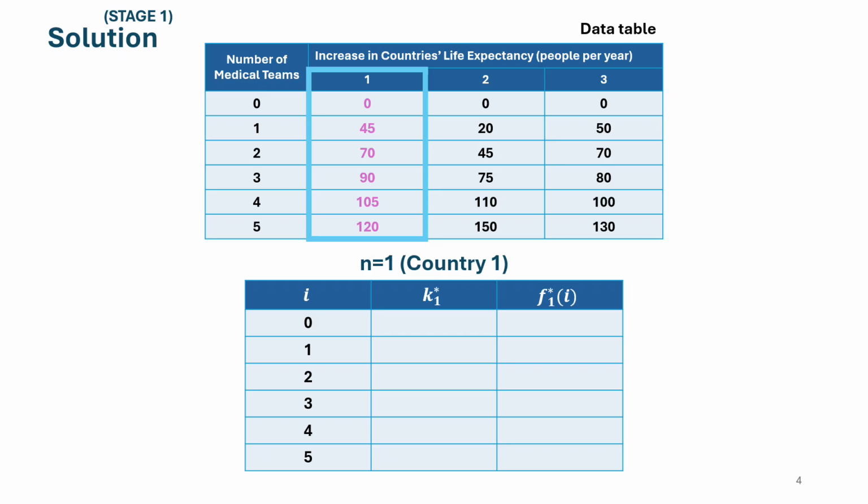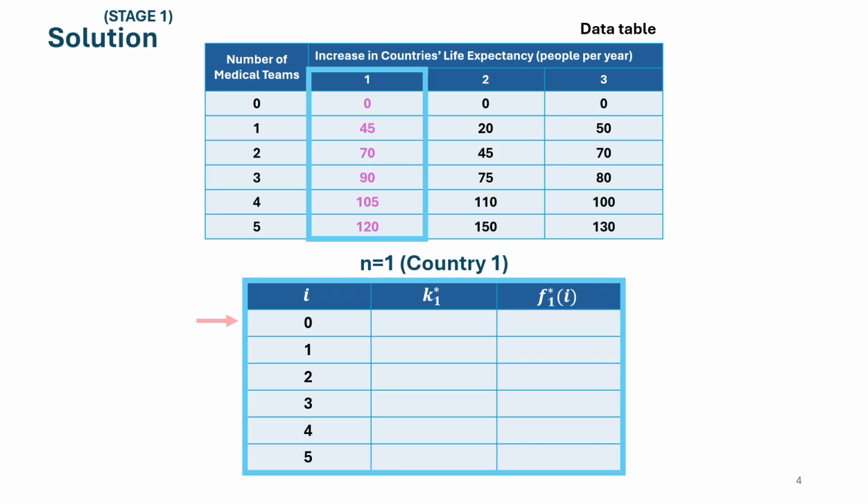We will now populate the solution table for stage 1. The column i denotes the state variable, representing the number of teams available, ranging from 0 to 5. For each state i, we must determine the optimal allocation, k star sub 1, and the corresponding maximum return, f star sub 1 of i. Let us proceed row by row.